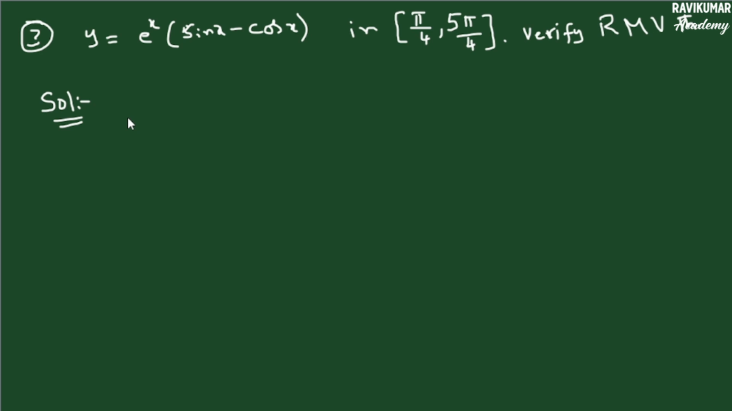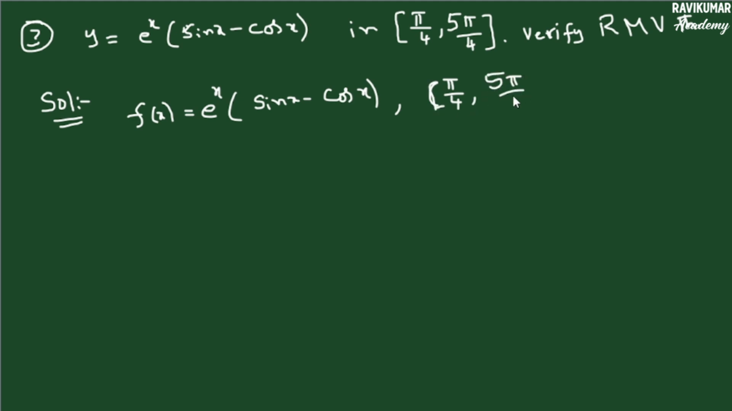So coming to this function y equal to e power x into sin x minus cos x in the interval pi by 4 comma 5 pi by 4, verify Rolle's mean value theorem for this function. So here the function f(x) is e power x into (sin x minus cos x), and the closed interval given is pi by 4 to 5 pi by 4.